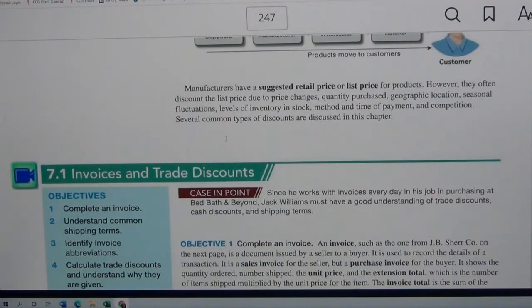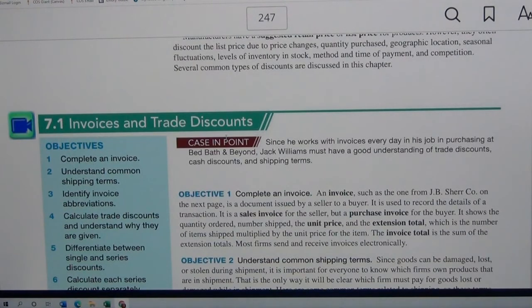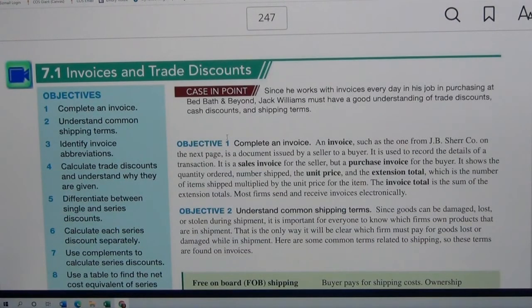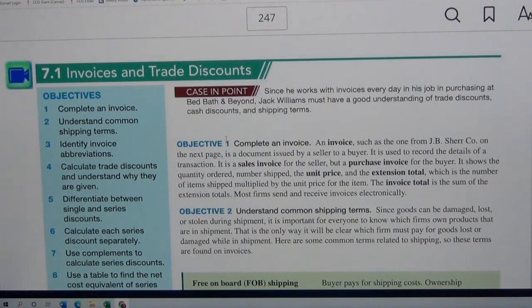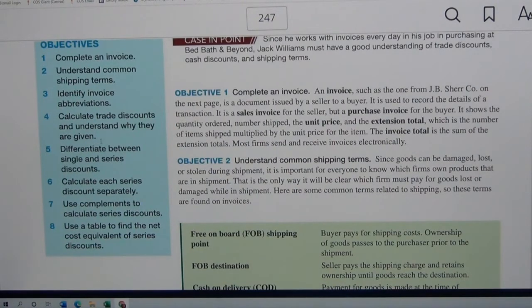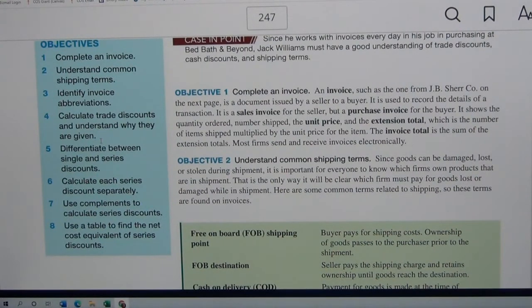So in this case, we're going to be talking about the buyer. When you're a buyer, you'll receive invoices, okay? Now an invoice often comes with what's referred to as trade discounts. A trade discount is essentially some type of offering to a customer that says, you don't have to pay the regular price, you can take a discount of some sort. And there are various reasons for those trade discounts.